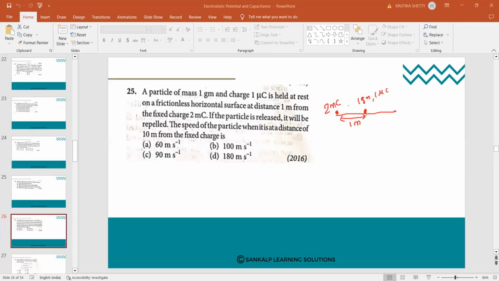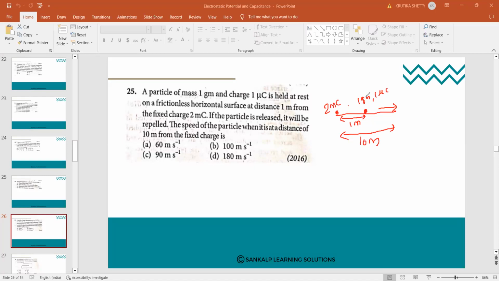If the particle is released, this particle, which was at rest, is being released. It will be repelled. This particle is repelled by this charge. So obviously it will move in this direction. With what velocity is it moving, when it covers a distance of 10 meter? Is the question clear?